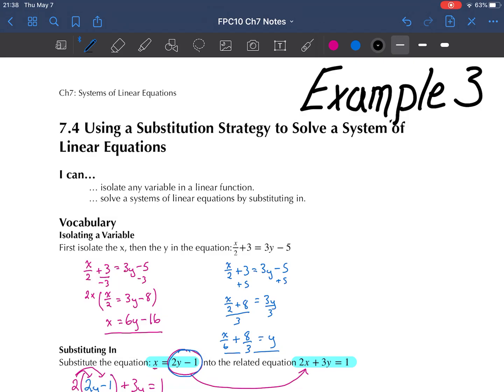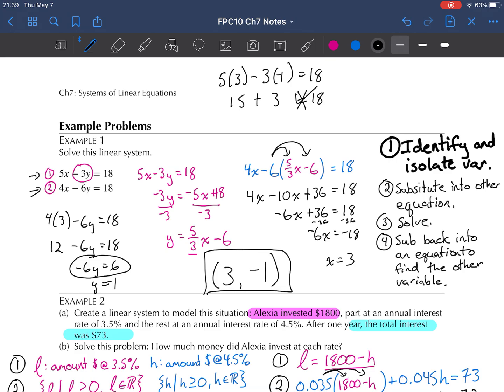In this video, we're going to go through example number 3 from section 7.4 using substitution strategy to solve a system of linear equations. So by the time you're done this, you should be able to isolate any variable in a system and solve a system of linear equations by substituting in. Let's head on over to example 3.